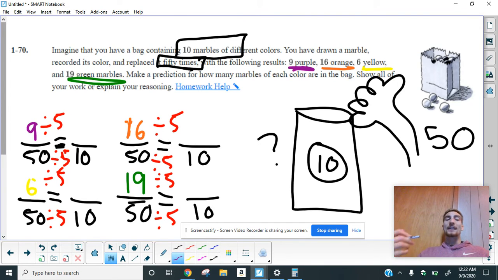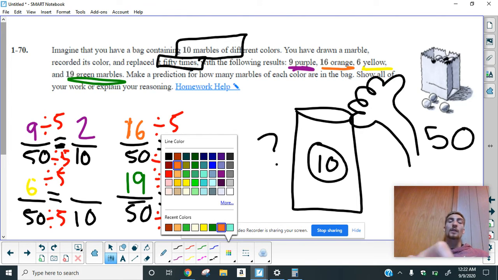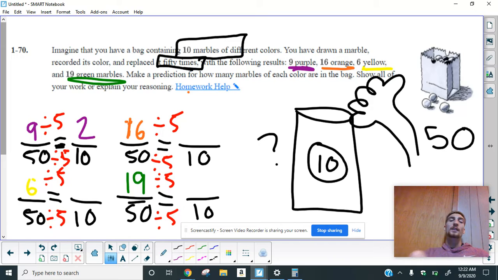Is there a number that 9 is close to that can be divided by 5? Well, 9 is close to 10, and 10 can be divided by 5. So we're going to do 10 divided by 5, and that equals 2. Same thing over here. Can 16 be rounded to a number that can be divided by 5? Yes. 15 is close to 16, and that's divisible by 5. And we'll get 3 as an answer there. 6 is close to 5. If we divide that by 5, we get 1. And finally, 19 is close to 20. If we do 20 divided by 5, we will get 4.